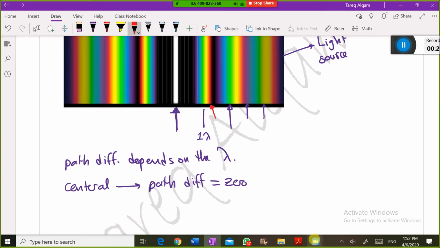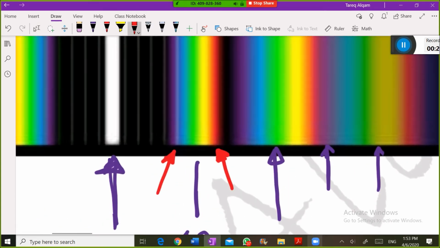Red has a different wavelength than blue, right? Notice that the path difference, listen to me guys, where the red interferes constructively is different than the path difference where the blue interferes constructively. So at this position, for example, focus a little at the red, you see this red, at this position all the colors interfere destructively, meaning they meet in anti-phase, or out of phase, except the red, which interferes constructively here.